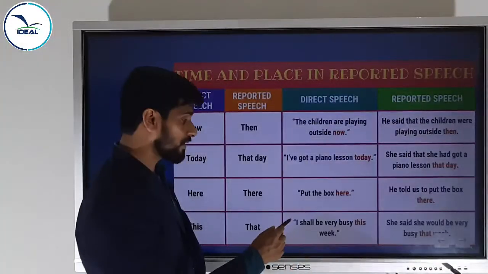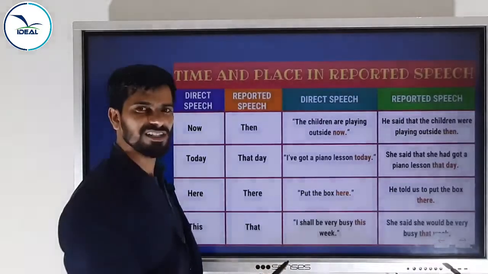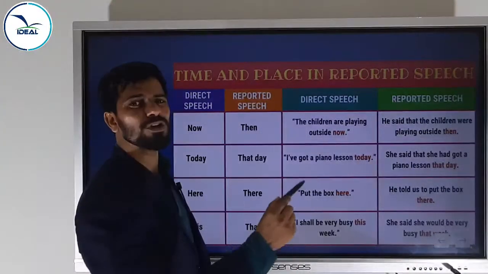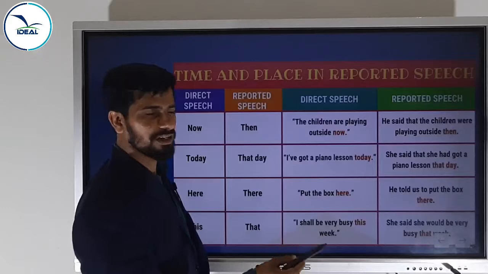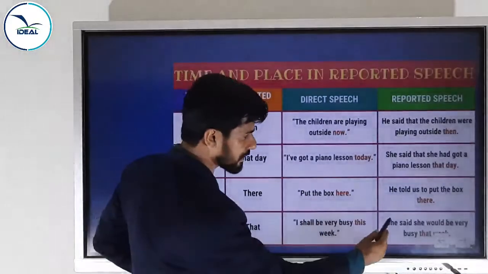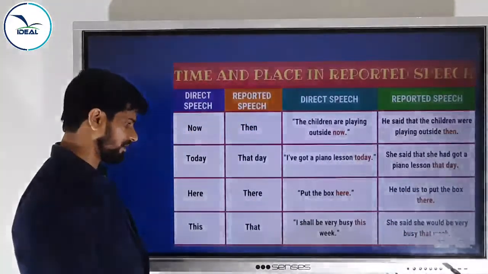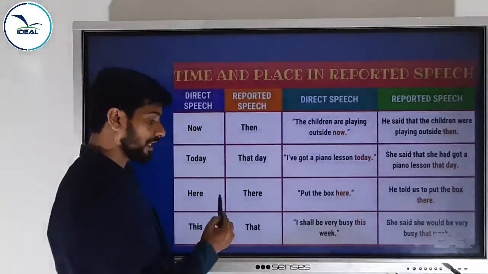So what happens if it is negative? For example, "Don't look outside." Then what is the conjunction? He asked us not to look outside. Understood? Okay, it's not related to this place anyway. It came to my mind, I just mentioned it for you to remember. Okay, he told us to put the box there. "Here" becomes "there", and "this" becomes "that".